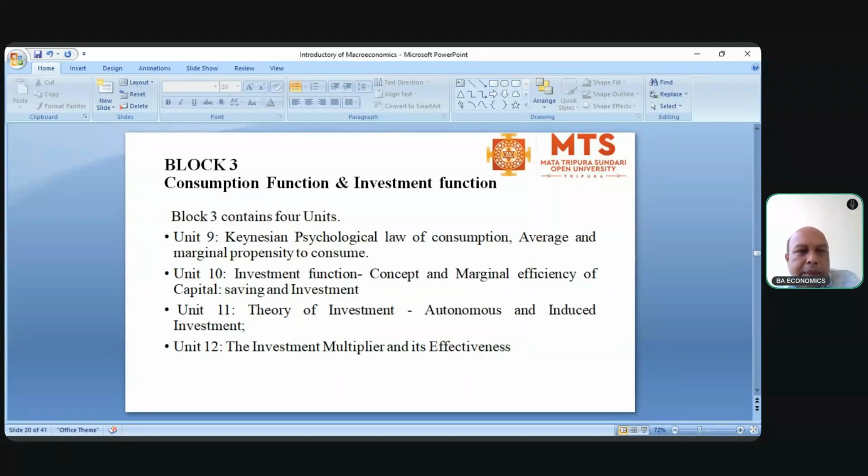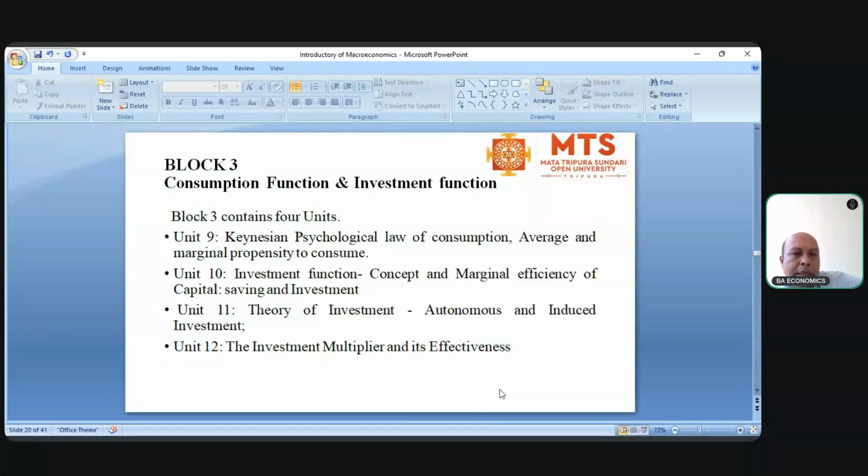Today I will discuss Block 3 of Introductory Macroeconomics. The name of Block 3 is Consumption Function and Investment Function. Basically, this block discusses the consumption pattern in any society, in any economy, and also it will discuss investment. So investment status, investment policies of government, of people, all will be included in this block.